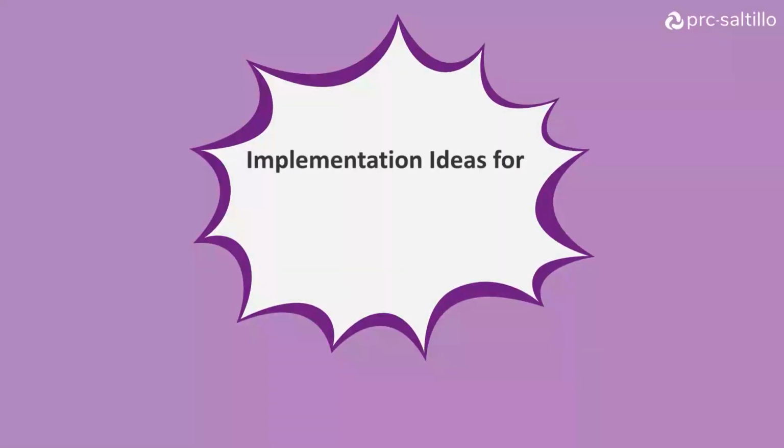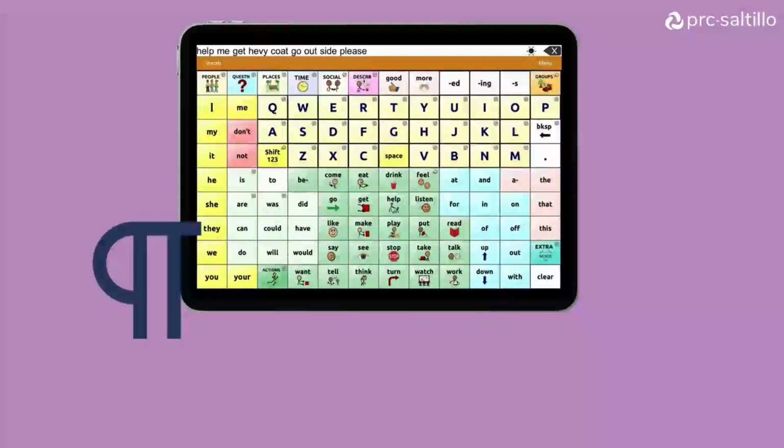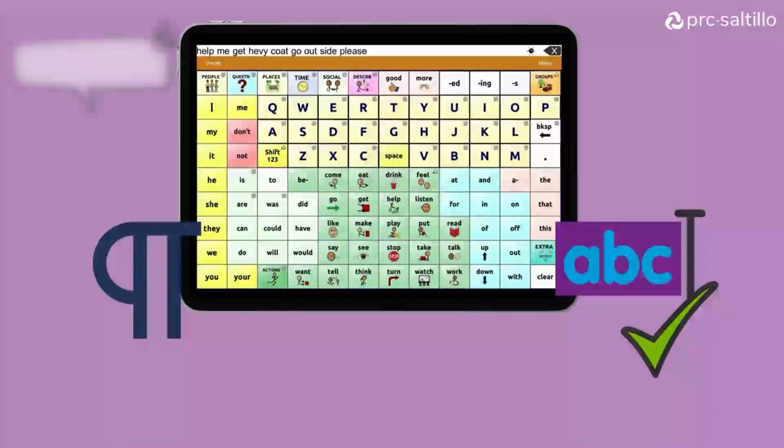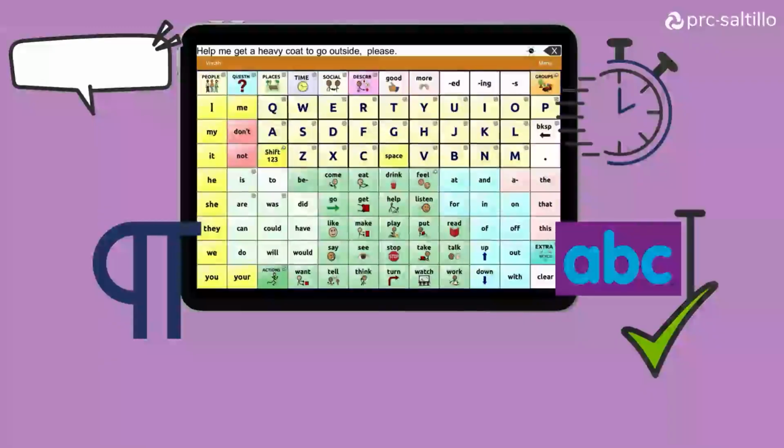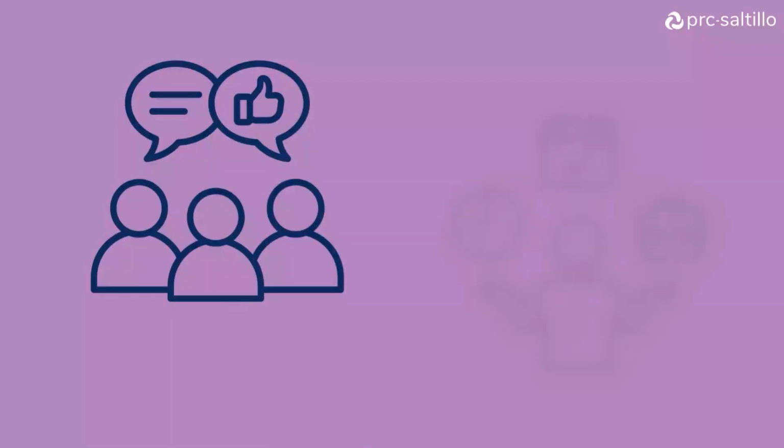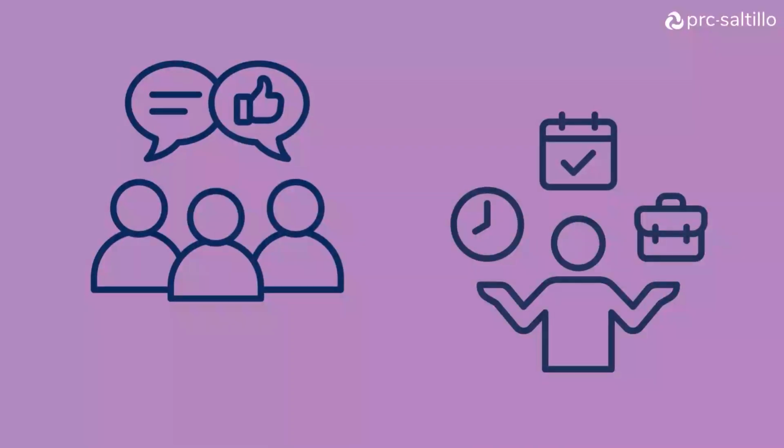Today we'll explore implementation ideas for AI Message Edit, a feature that supports AAC users in communicating clearly and confidently. It corrects grammar, sentence structure, and spelling while improving tone, completing messages, and making communication quicker, all while preserving the AAC user's intent.